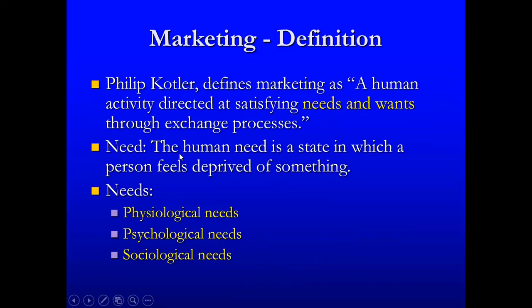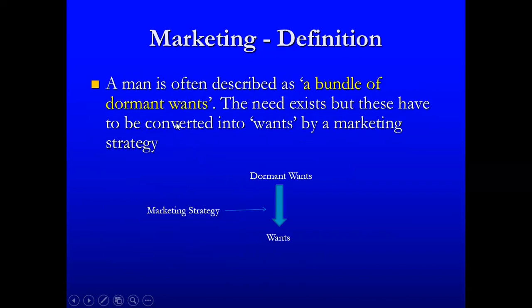What is a need? The human need is a state in which a person feels deprived of something, and the types of needs include physiological needs, psychological needs, and sociological needs. So, a man is often described as a bundle of dormant wants. The need exists, but these have to be converted into actual wants by marketing strategy. So, we convert dormant wants to actual wants by marketing strategy.